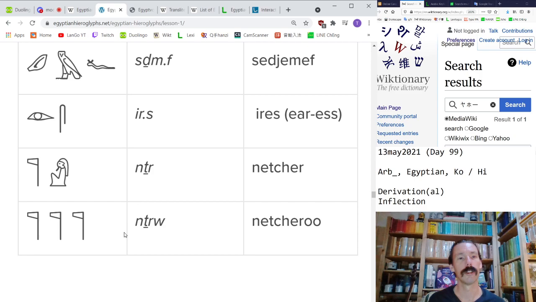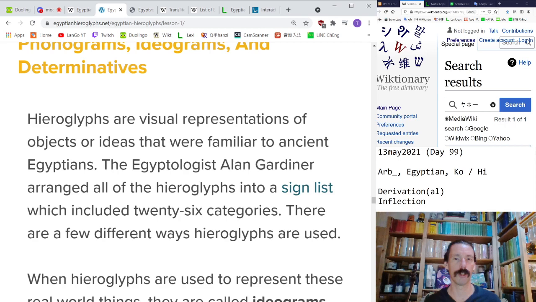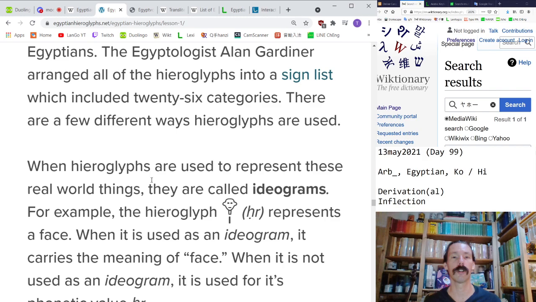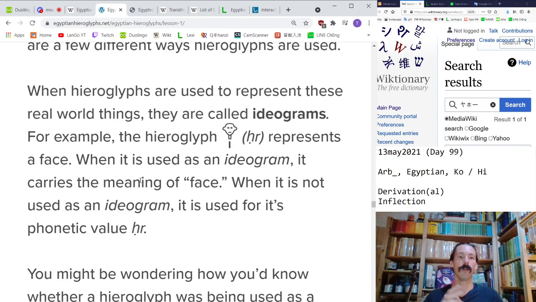Hieroglyphs are visual representations of objects or ideas familiar to ancient Egyptians. Gardiner arranged all the hieroglyphs into a sign list, which included 26 categories. There are a few different ways hieroglyphs are used. When they are used to represent real-world things, they're called ideograms. The hieroglyph for face represents a face. When used as an ideogram, it carries the meaning of face. When not used as that, it's used for its phonetic value.